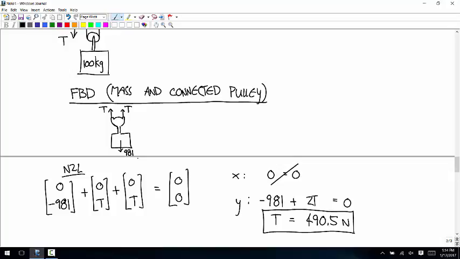So to hold up that thing that has a weight of 981 newtons, you only have to apply a force to the cable of 490.5 newtons. That's pulley advantage.